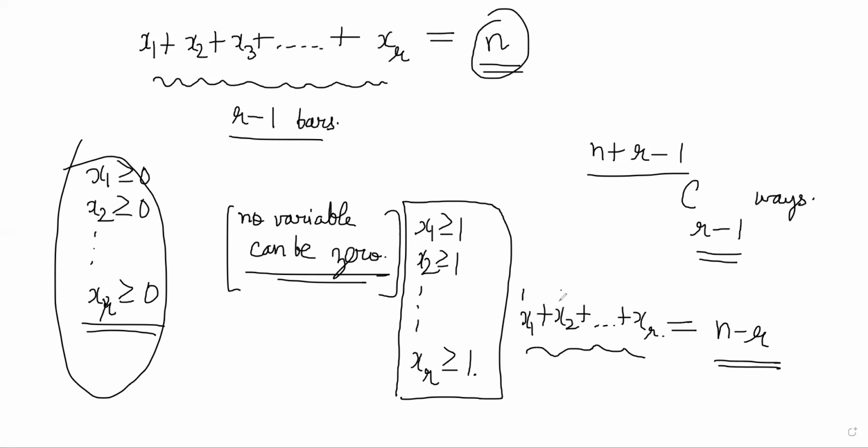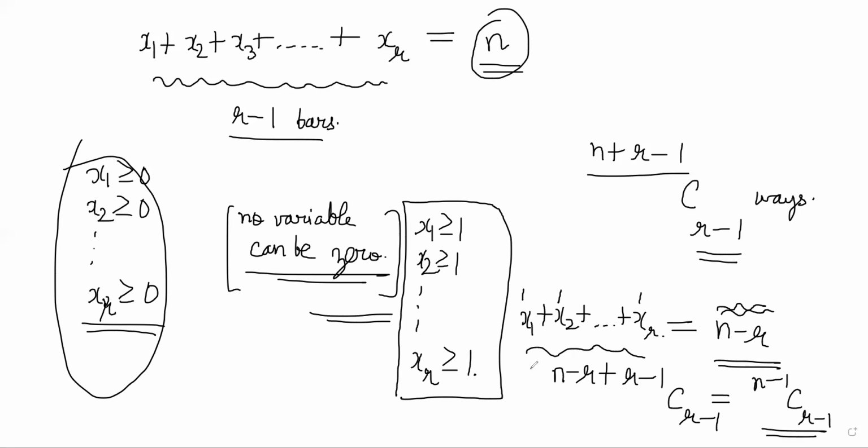Everyone already has one, right here. And now we have satisfied the condition of the question, right? Now you can give 0 and so on from the remaining. So now you will say n minus r stars plus r minus 1 bars, C r minus 1, right? So you will do n minus 1 C r minus 1 if the variables have to be non-zero.